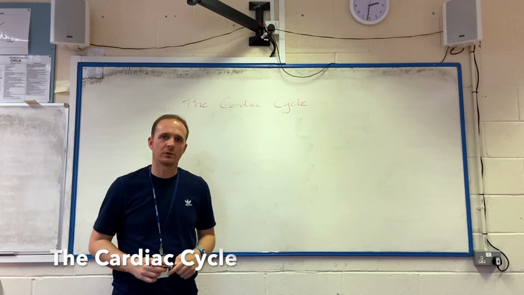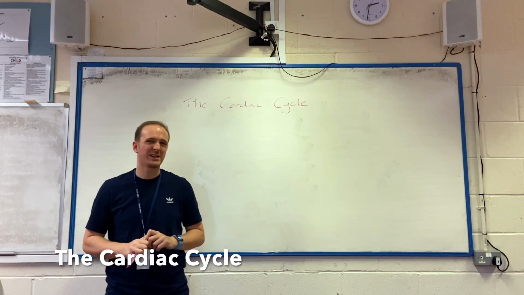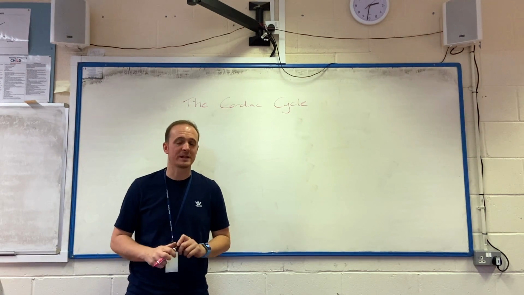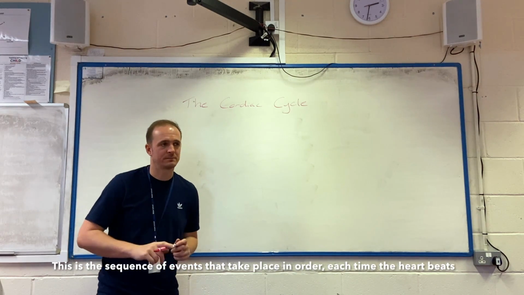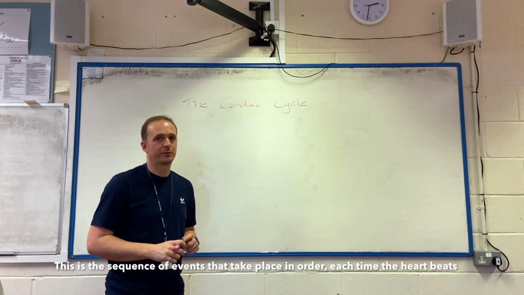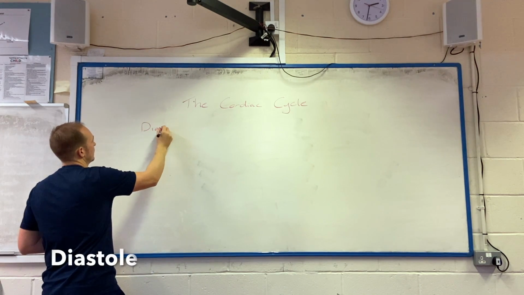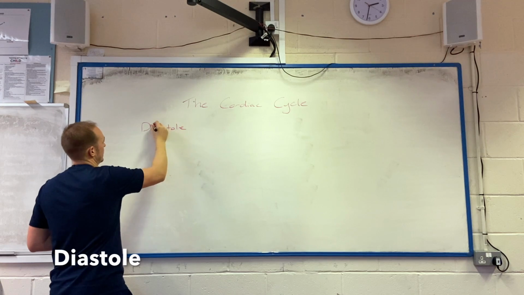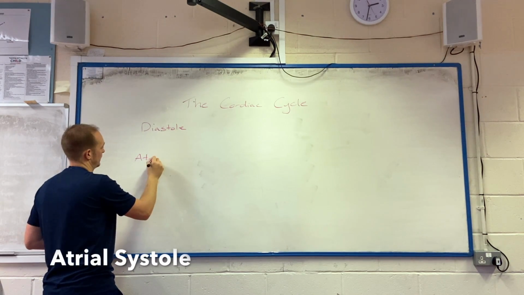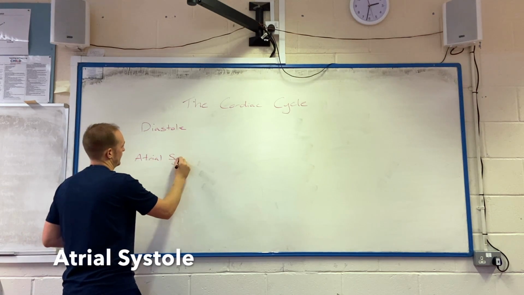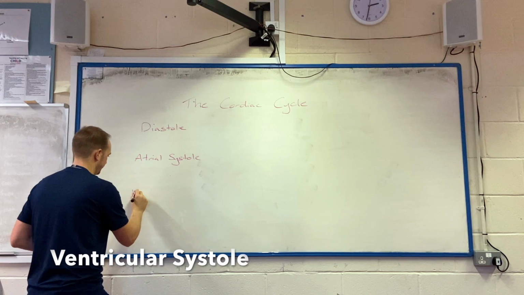Okay, let's have a quick look then at the cardiac cycle. Now, the cardiac cycle is the sequence of events that have to take place each time your heart makes one complete beat. Okay, it's made up of three parts. So we've got diastole, we've got atrial systole, and ventricular systole.